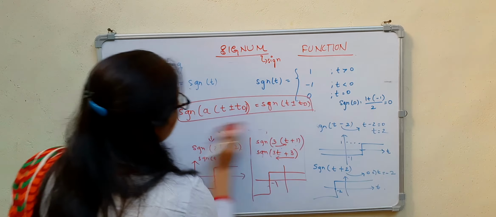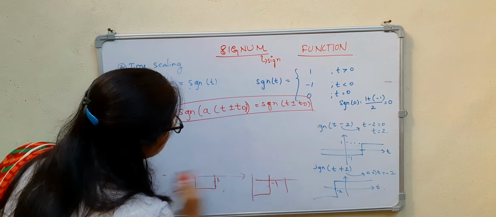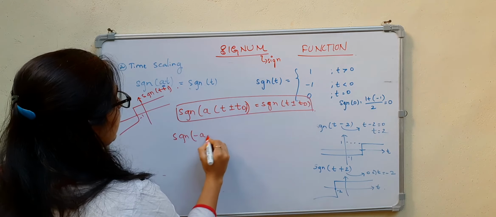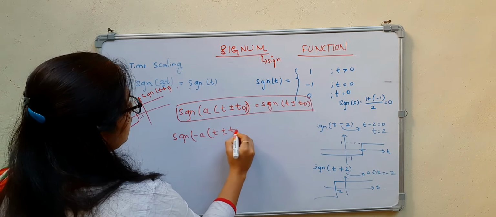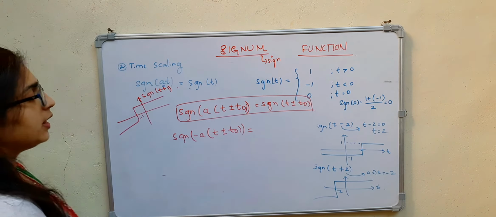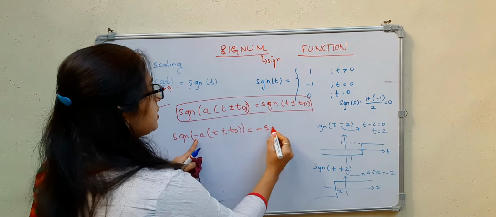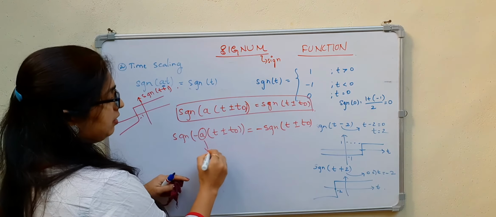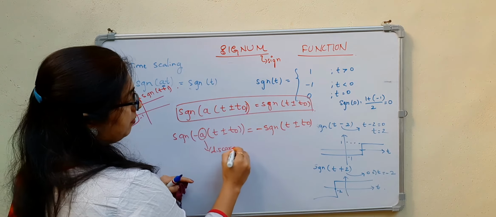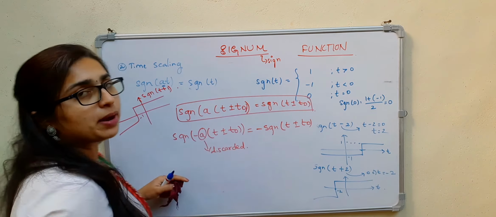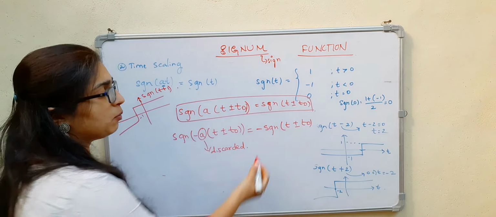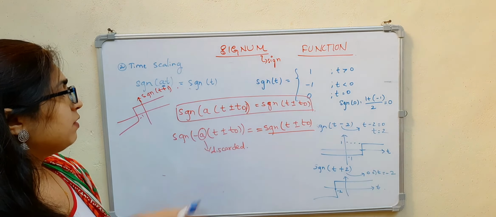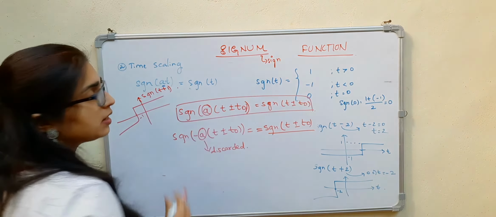Next, in the next case, if I have signum of minus a of t plus or minus t naught, at that time you will get minus signum of t plus or minus t naught. A will be discarded. Signum of minus t will be equal to minus signum of t. See, minus signum of t. So A will be discarded. Here also the A is discarded.